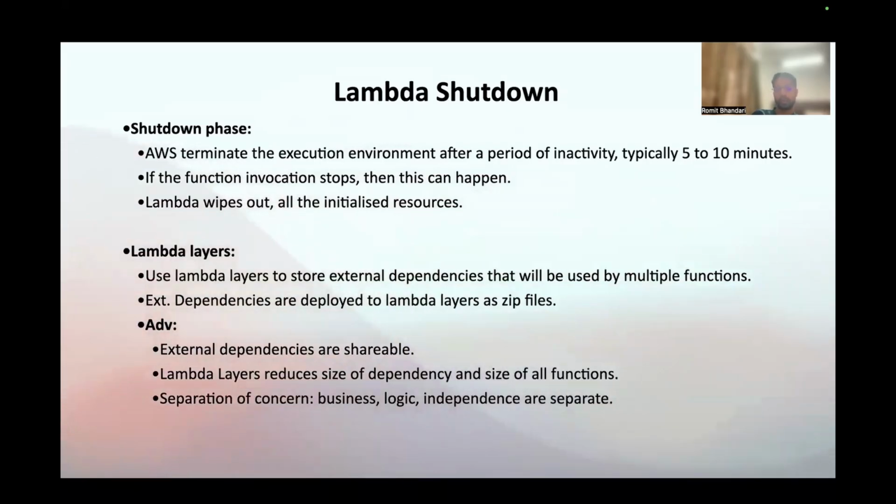So use Lambda layers to store the external dependencies which would be used by multiple functions. That is a good design. So it helps in separation of concern. Business logic and dependencies are separate.